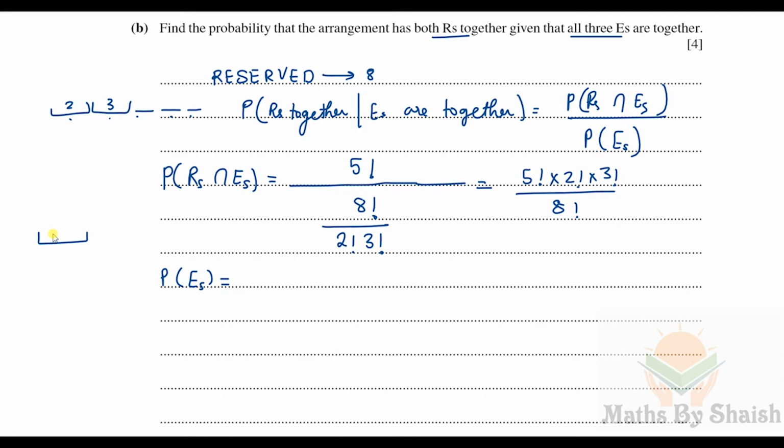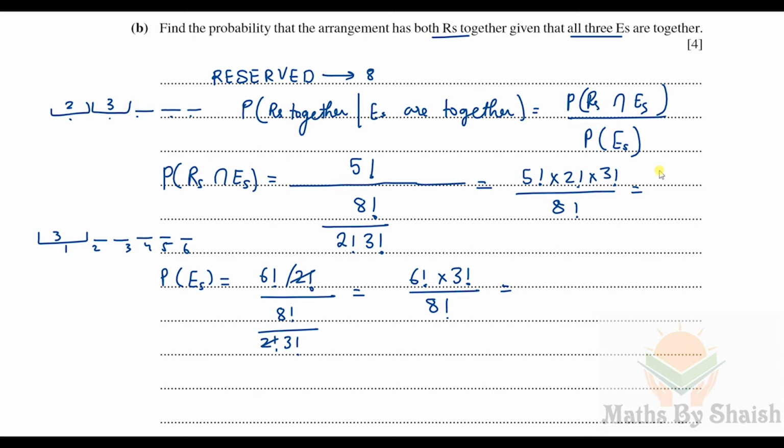Now we will calculate the probability when E's are together. We have 3 E's together, and then the remaining 5 letters can be anywhere. So we have 6 items. We can arrange them in 6 factorial ways, and since there are 2 R's in these arrangements, we will divide by 2 factorial, and the whole divided by the total arrangement, that is the same, 8 factorial over 2 factorial 3 factorial. We can cancel 2 factorial, so we are left with 6 factorial into 3 factorial over 8 factorial. Now we will solve it.